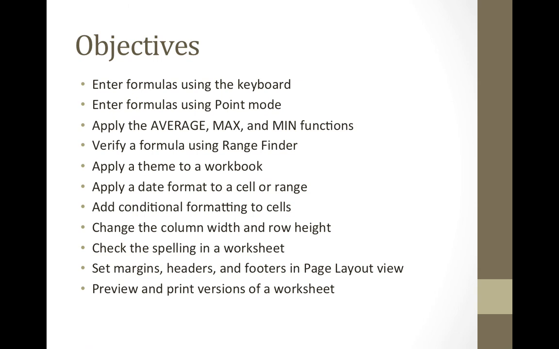We did a simple function, the sum function in Unit 1, but we're going to go in more detail in the formulas. We're also going to enter formulas using point mode. We're going to apply the average, max, and min functions. We're going to verify a formula using Rangefinder, apply a theme to a workbook, apply a date format to a cell or range of cells, add conditional formatting to cells, change the column width and row heights, which we have dealt with column widths, but we're going to specifically talk about row heights a lot more in this unit.